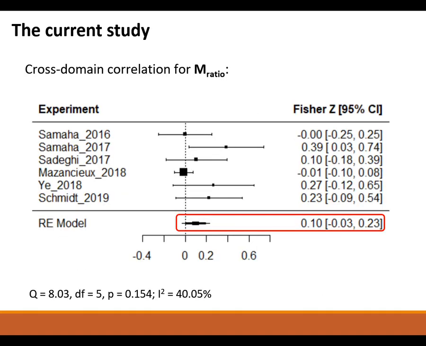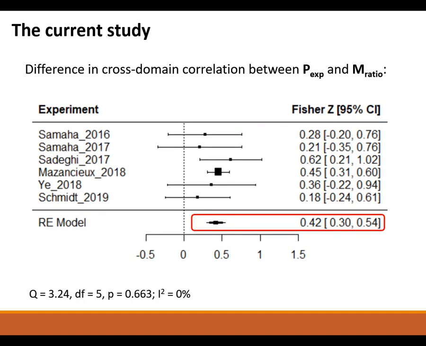From the results, we can see that although there is a trend for positive correlation of M ratio across domains, this correlation did not reach significance in the 6 experiments we focus on, which means that the cross-domain correlation, or the domain generality for metacognitive accuracy, was not significant. We also calculated the difference in cross-domain correlation between Pexp and M ratio, and from results we can see that the cross-domain correlation for Pexp was significantly higher than the correlation for M ratio.